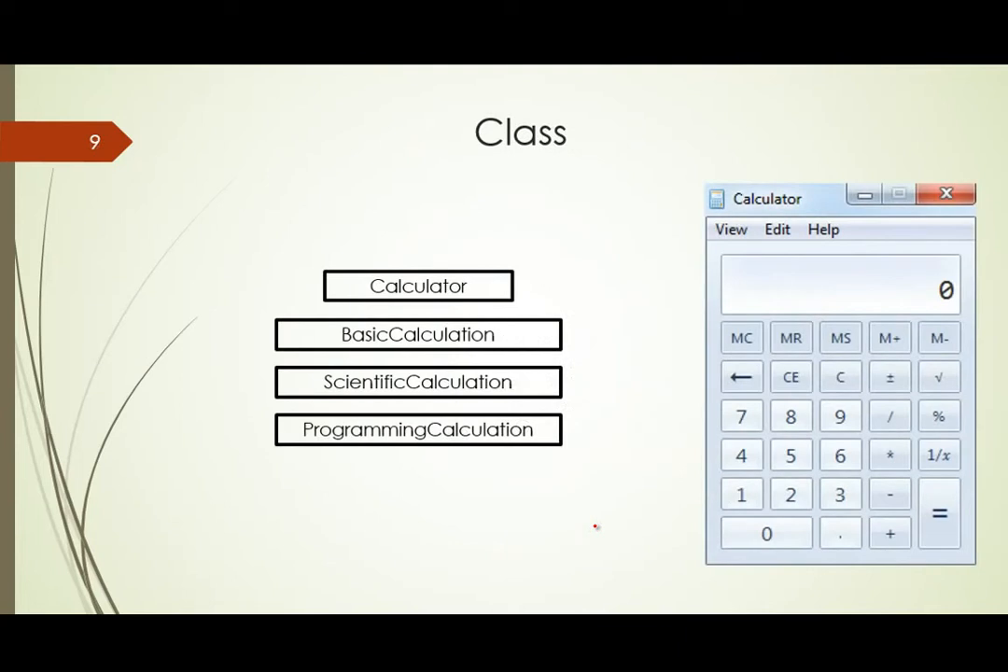So let's say you have a calculator application and you really want to use classes. What you can do is separate your logic into separate classes. Let's say you have basic functionality, so you put those in a basic calculation class. And you have a scientific calculation part, you put those into a scientific calculation class. This way you can organize your code. This is the purpose of the class.